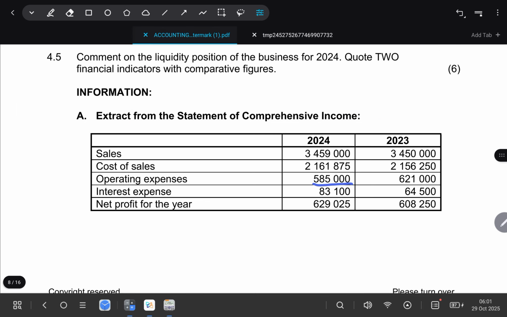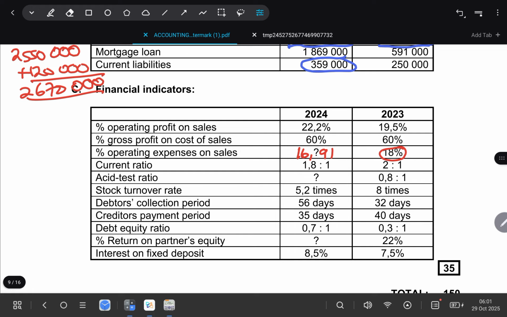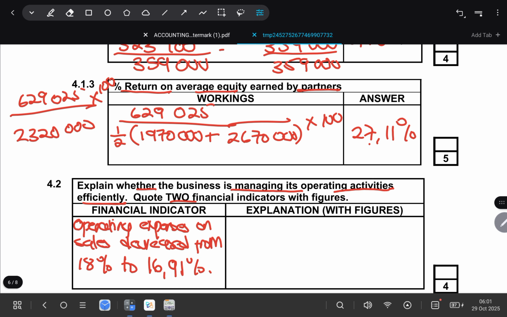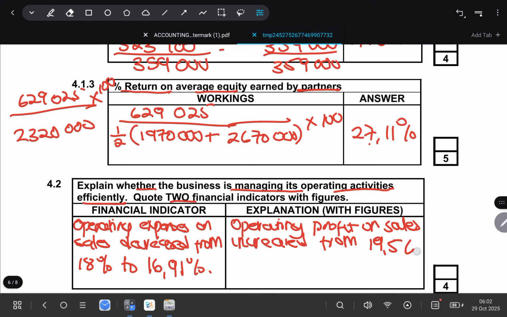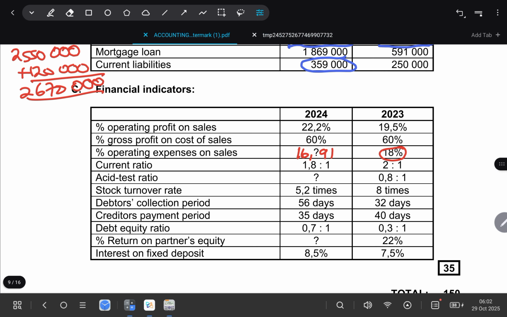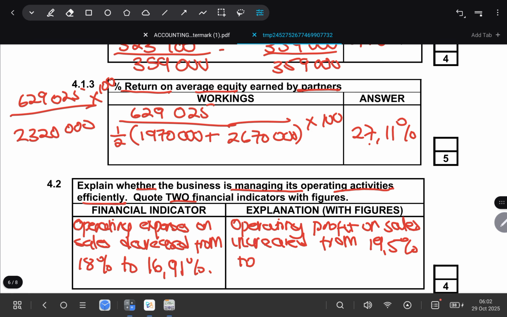And then secondly, we are interested in the following financial indicator. Your operating profit on sales also tells us good news. Operating profit on sales increased from 19.5%. So we'll also say that: operating profit on sales increased from, last year it was 19.5%, to 22.2%. So in doing this, you have answered the question.